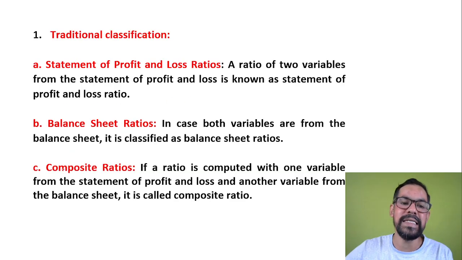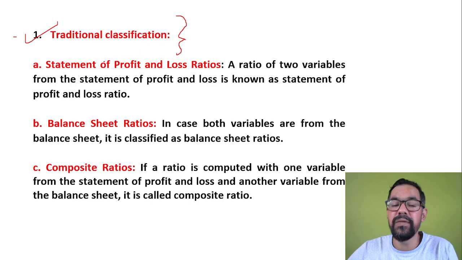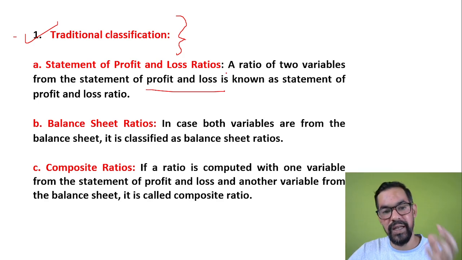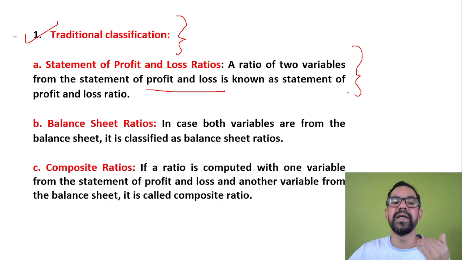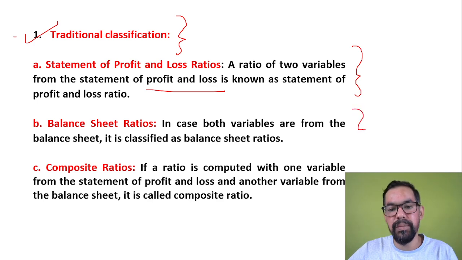So first is the traditional classification. As I told you, we have three major ratios under it. The first one is the statement of profit and loss ratio, a ratio of two variables from profit and loss. On the basis of the profit and loss of any firm, we make the analysis. Then the balance sheet ratio, on the basis of balance sheet components, which are the assets and liabilities of any firm. The comparison of assets and liabilities is the balance sheet ratio.